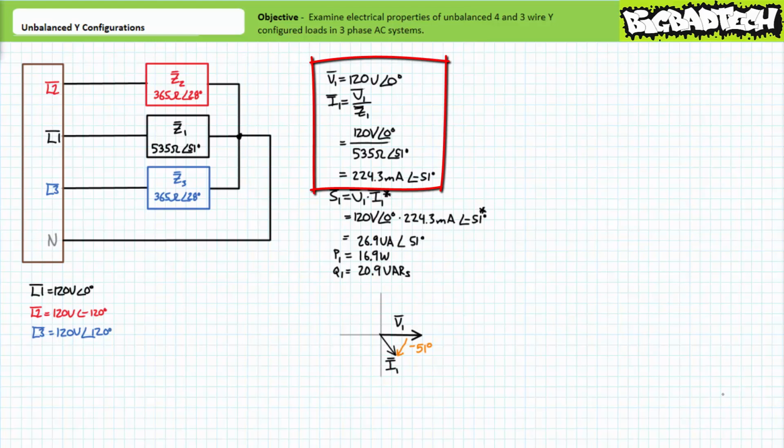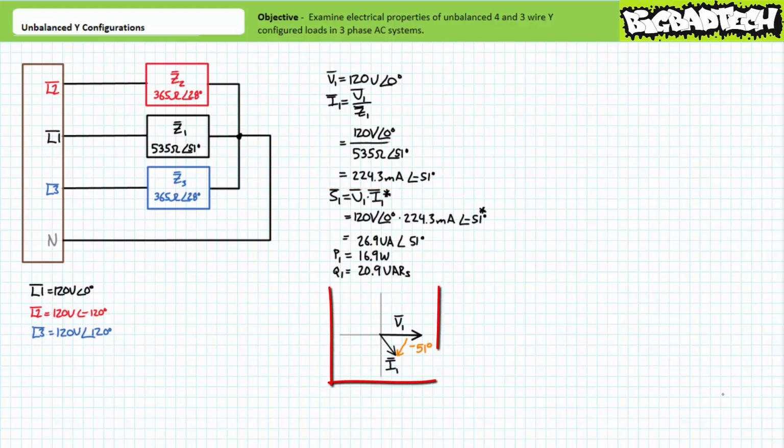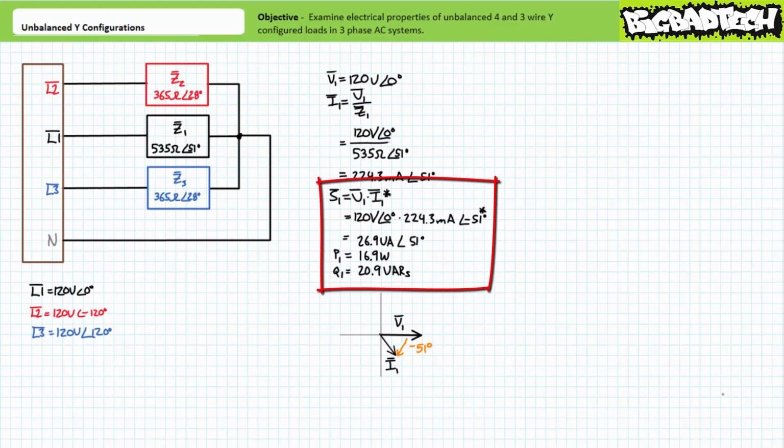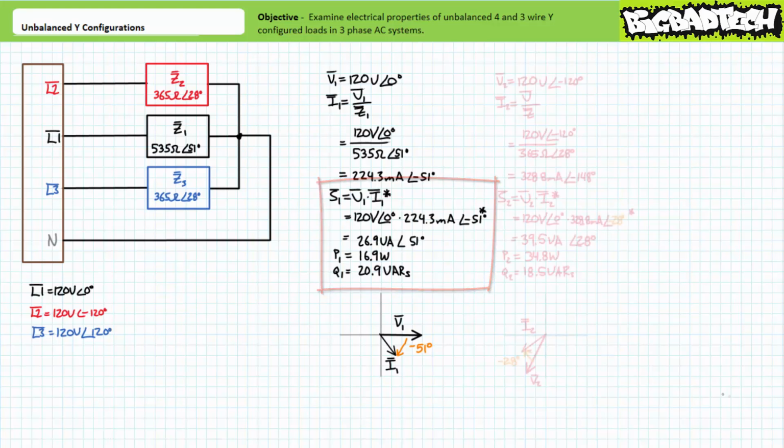An application of Ohm's law for load impedance Z1 demonstrates current through it will be 224.3 milliamperes at an angle of negative 51 degrees. The phasor diagram illustrates current lags voltage by a relative 51 degrees. Application of the AC power formula demonstrates load impedance Z1 experiences 26.9 volt amperes of apparent power, of which 16.9 watts is directed towards real power and 20.9 vars is directed towards the reactive interchange.